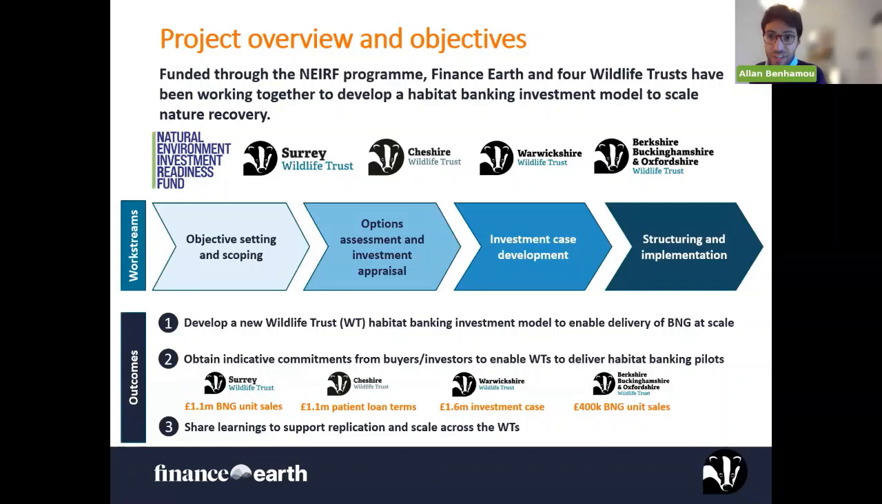And as for engagement with investors, we also managed to reach a heads of terms agreement for potential sites with Cheshire Wildlife Trust, and have developed a specific investment case for Warwickshire Wildlife Trust. And one of the last objectives was to share learning to support replication at scale across the Wildlife Trusts. And I feel like this session today is also part of this objective.